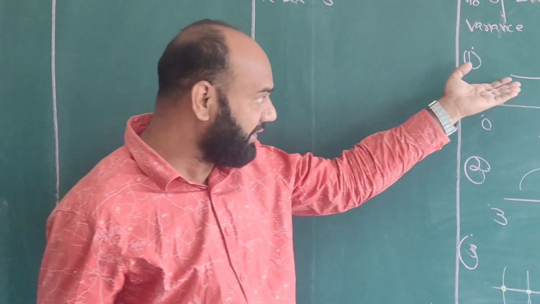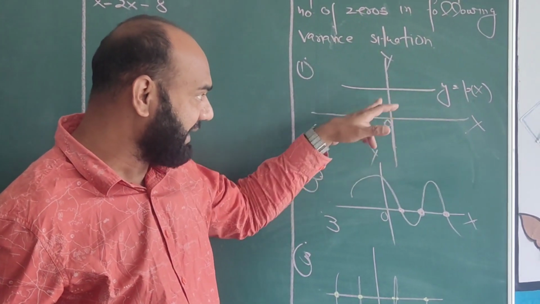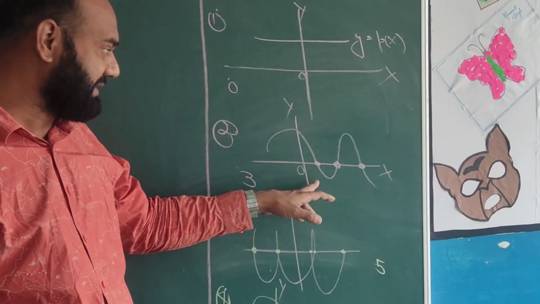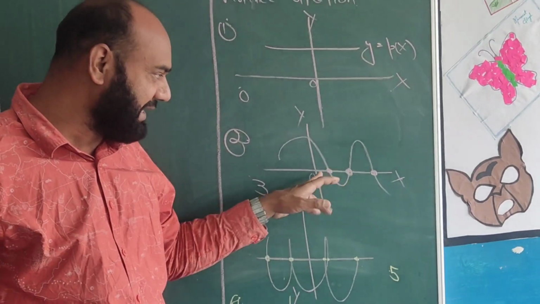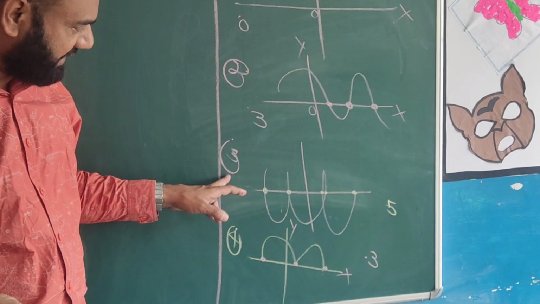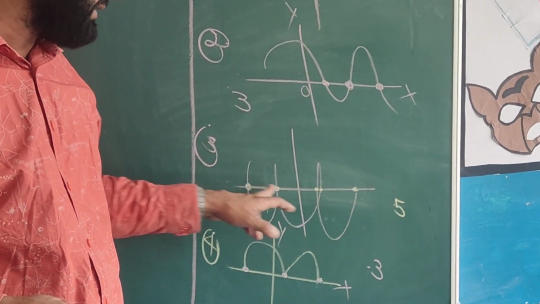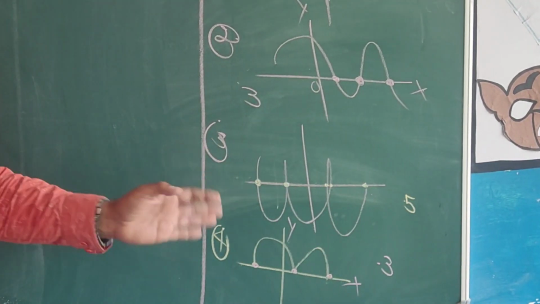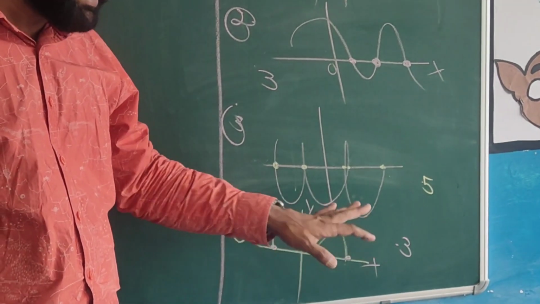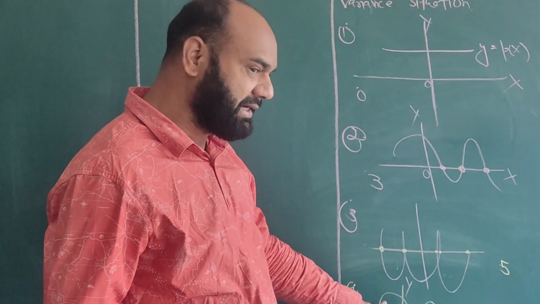For example, we revise again. Here the function y equal to p(x) does not cut the x-axis at any point. Therefore, the number of zeros is 0. And in the second example, we see the given curve cuts the x-axis at 3 different points. Therefore, the number of zeros is 3. And in the third question, we see the curve cuts the x-axis at 5 different points. Therefore, the number of zeros is 5. And in the fourth example, we see the curve cuts the x-axis at 3 different points. Therefore, the number of zeros is 3.